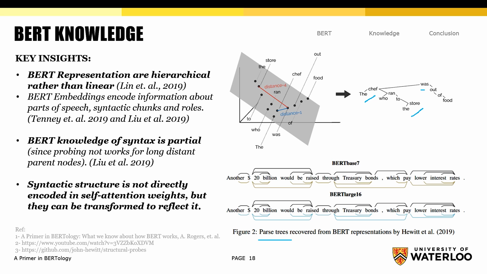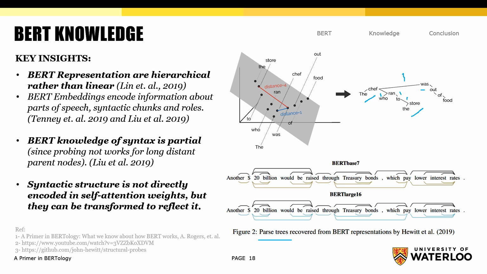But this is not true. Actually, the chef was out of food, because the chef ran to the store. As you can see in this tree, this kind of relationship was preserved very well. The distance between the chef and the "was" is 1, but the distance between the store and the "was" is 1, 2, 3, 4. So "was" has a much larger distance to the store than to the chef. We can also see a very similar situation in the embedding space of BERT.